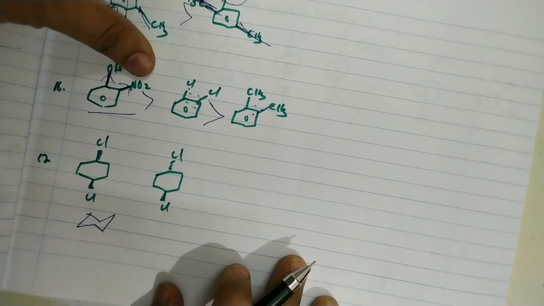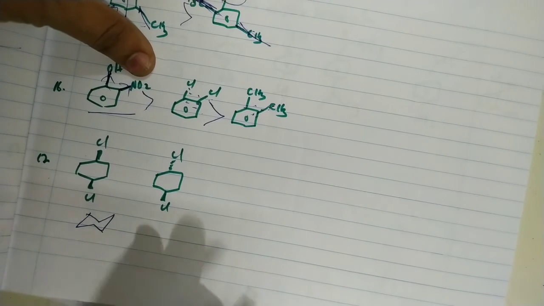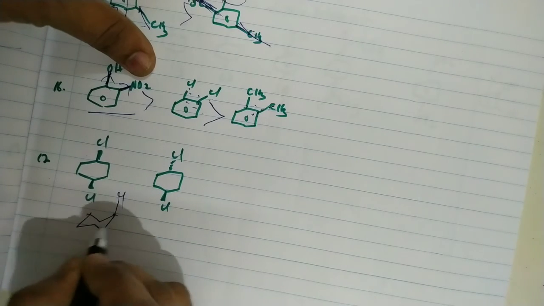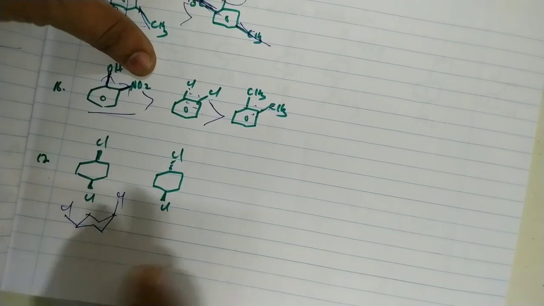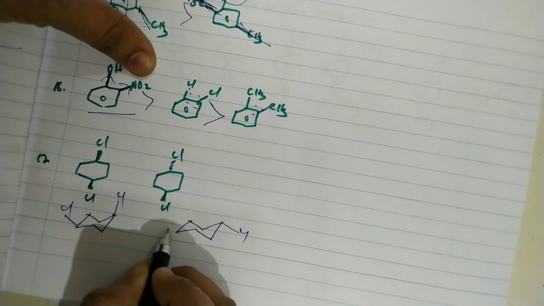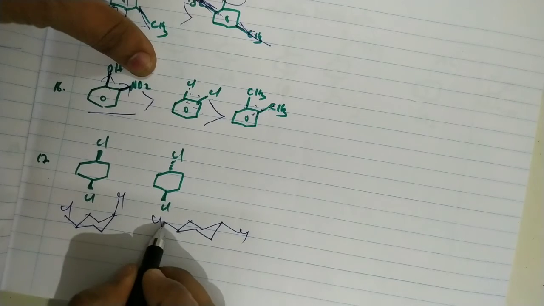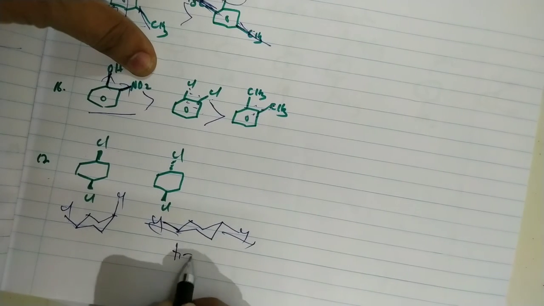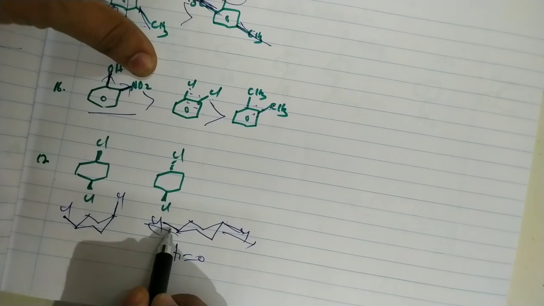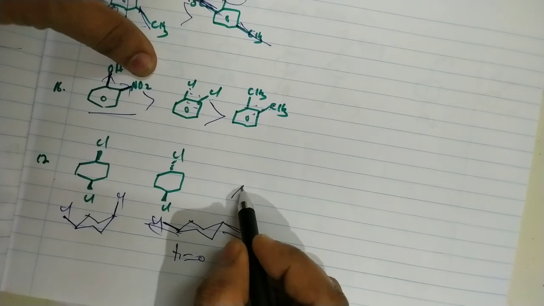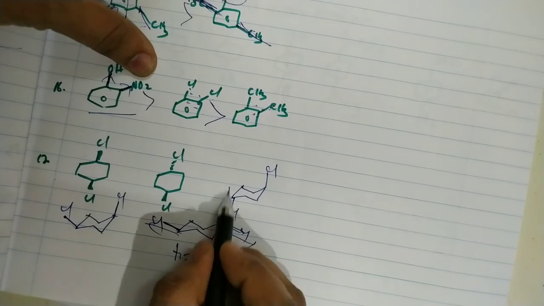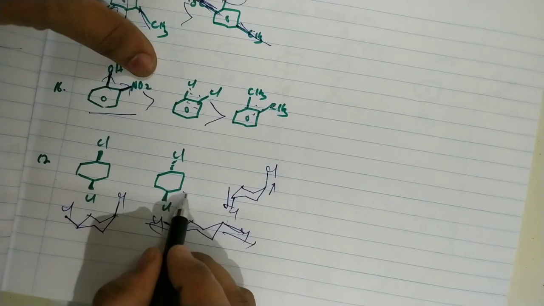So you can write the chair conformation for this one. Cis isomer means this one is in the upward direction, and this one is also upward. For the trans isomer, this one is in the downward direction and this one is upward, so they are exactly opposite each other and the dipole moments cancel. Or we can write it like this: upward direction, this is a downward direction, exactly opposite each other. So the dipole moment for this one is 0.